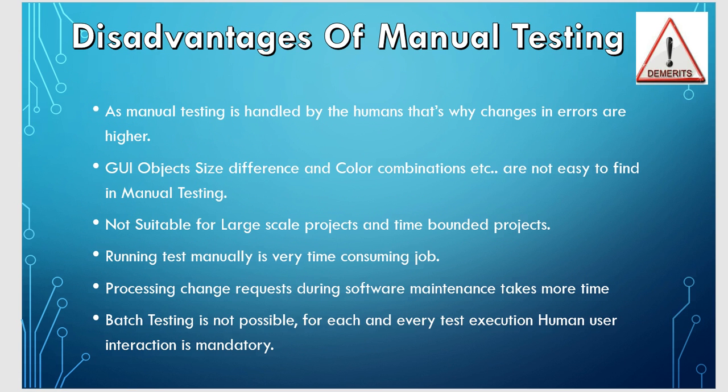Now, let's see some of the disadvantages of manual testing. As manual testing is handled by humans, chances of errors are higher. GUI objects, size differences, and color combinations, etc., are not easy to find in manual testing. It is not suitable for large scale projects and time bounded projects. Running tests manually is a very time consuming job. Processing change requests during software maintenance takes more time. Batch testing is not possible for each and every test execution. Human user interaction is mandatory.